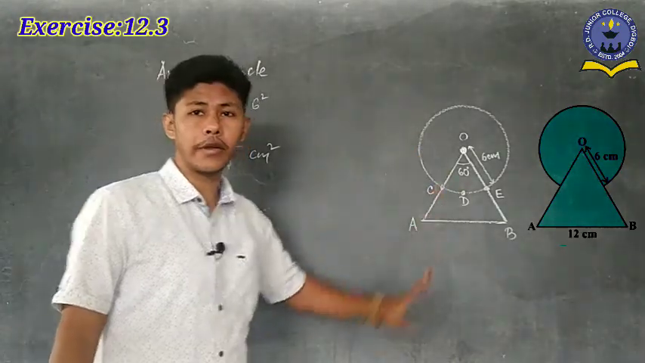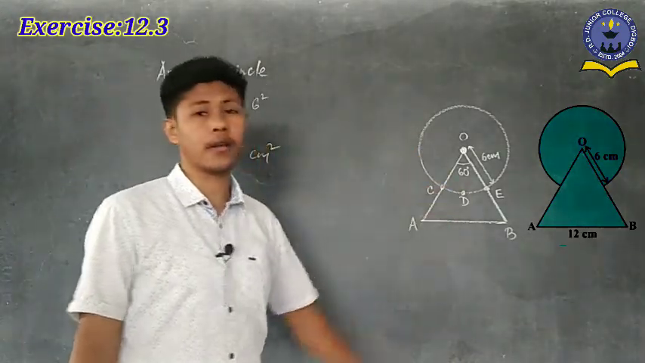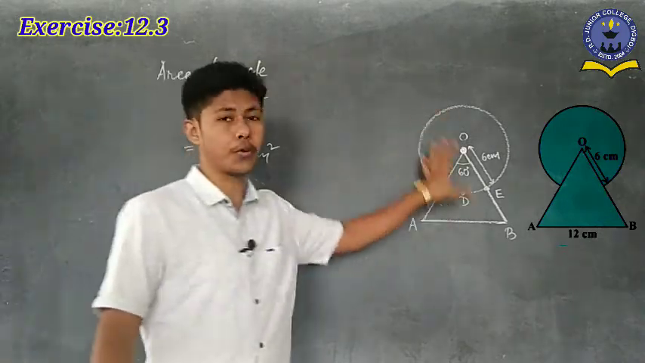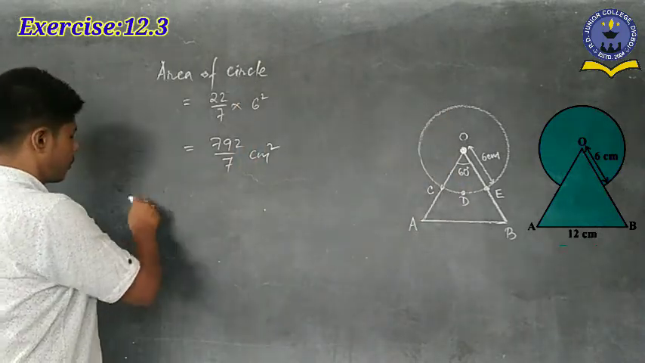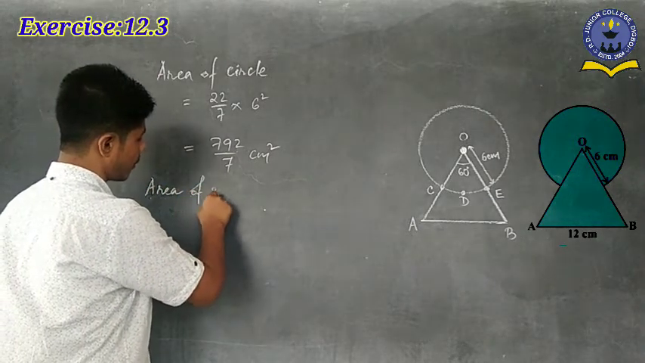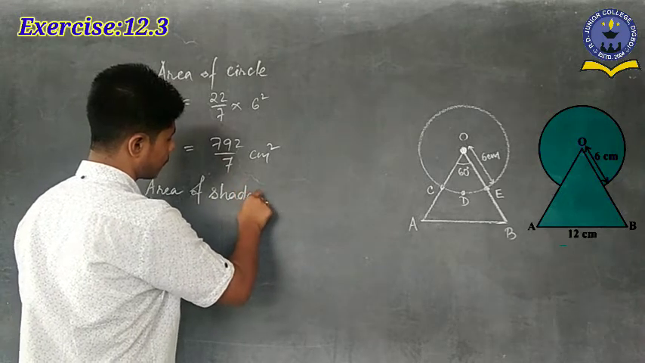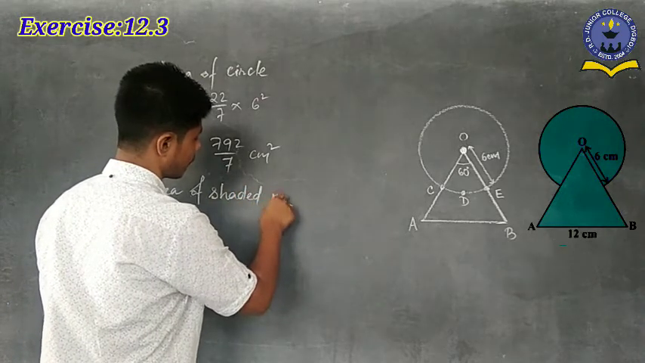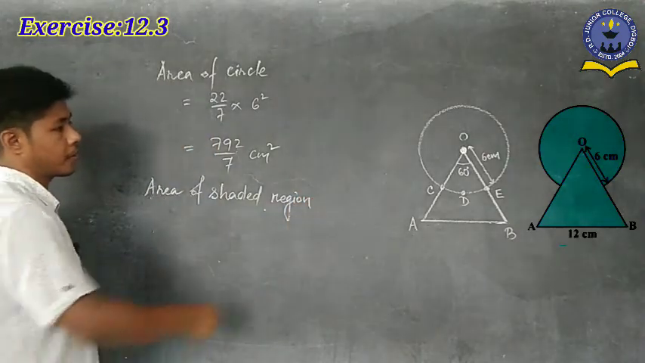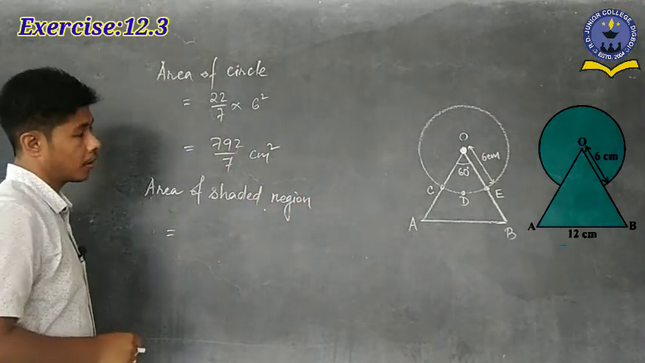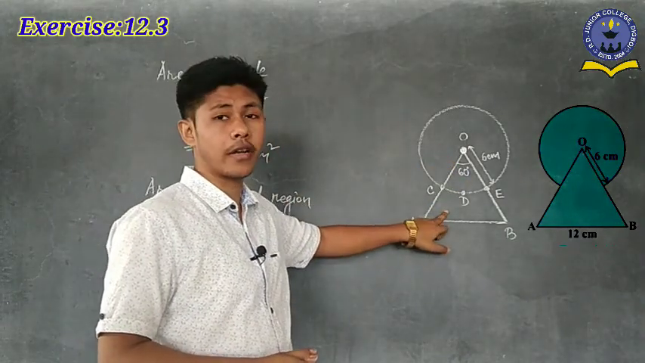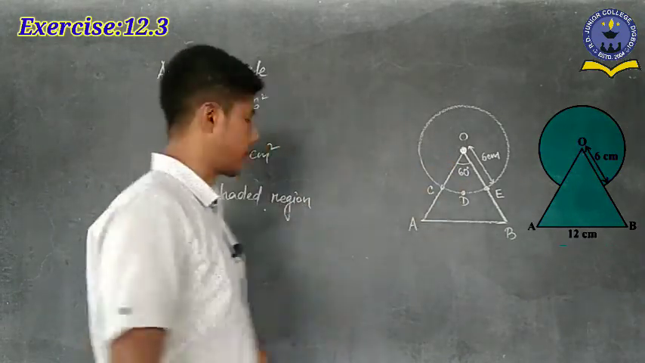So we get the area of the circle, the sector, and the area of the equilateral triangle. Now finally, what do you have to do? We have to find this whole portion. So finally we write area of shaded region, that means the whole portion. What you have to do in this case: area of circle plus area of equilateral triangle minus area of sector.